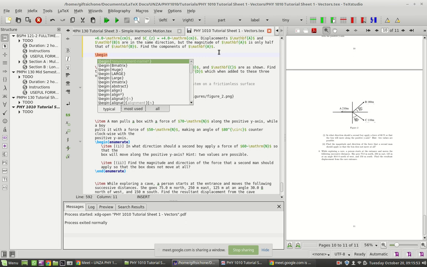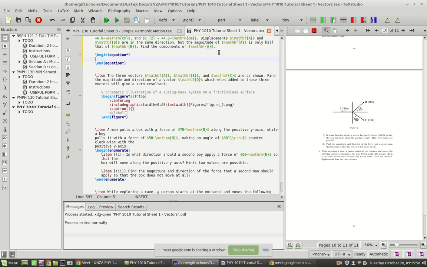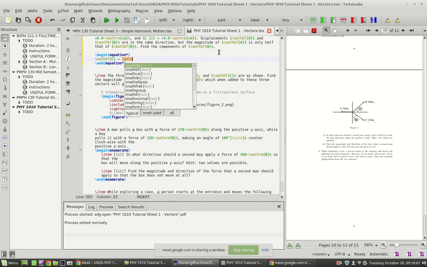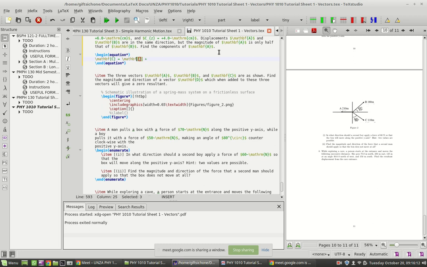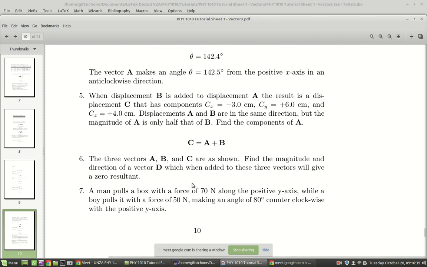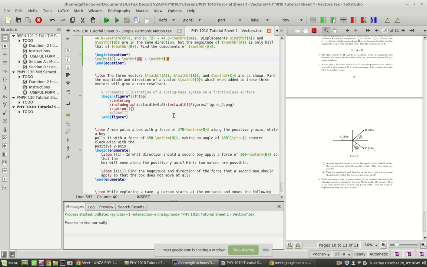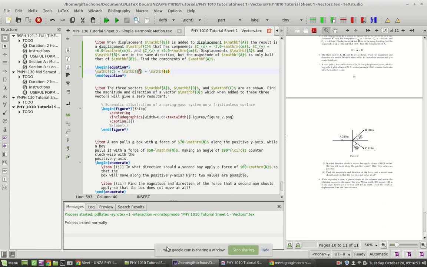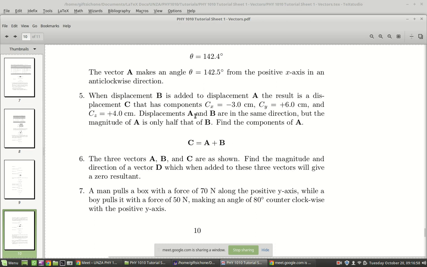So to begin with, I think we can say C is equal to A plus B. So basically this is what we have. For you to get C, you need to add to displacement A, you need to add B. If that is the case, we are also told that these two, A and B, are in the same direction.